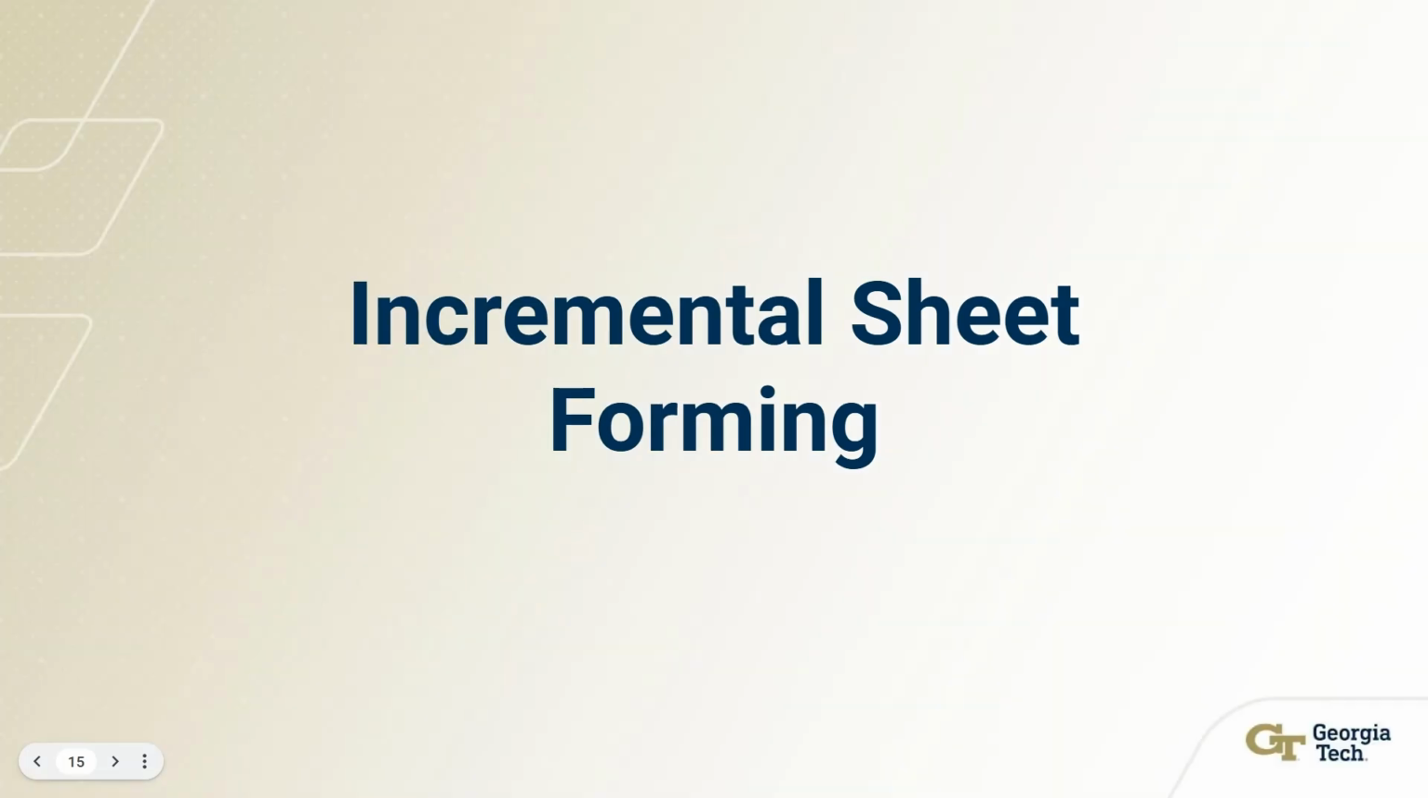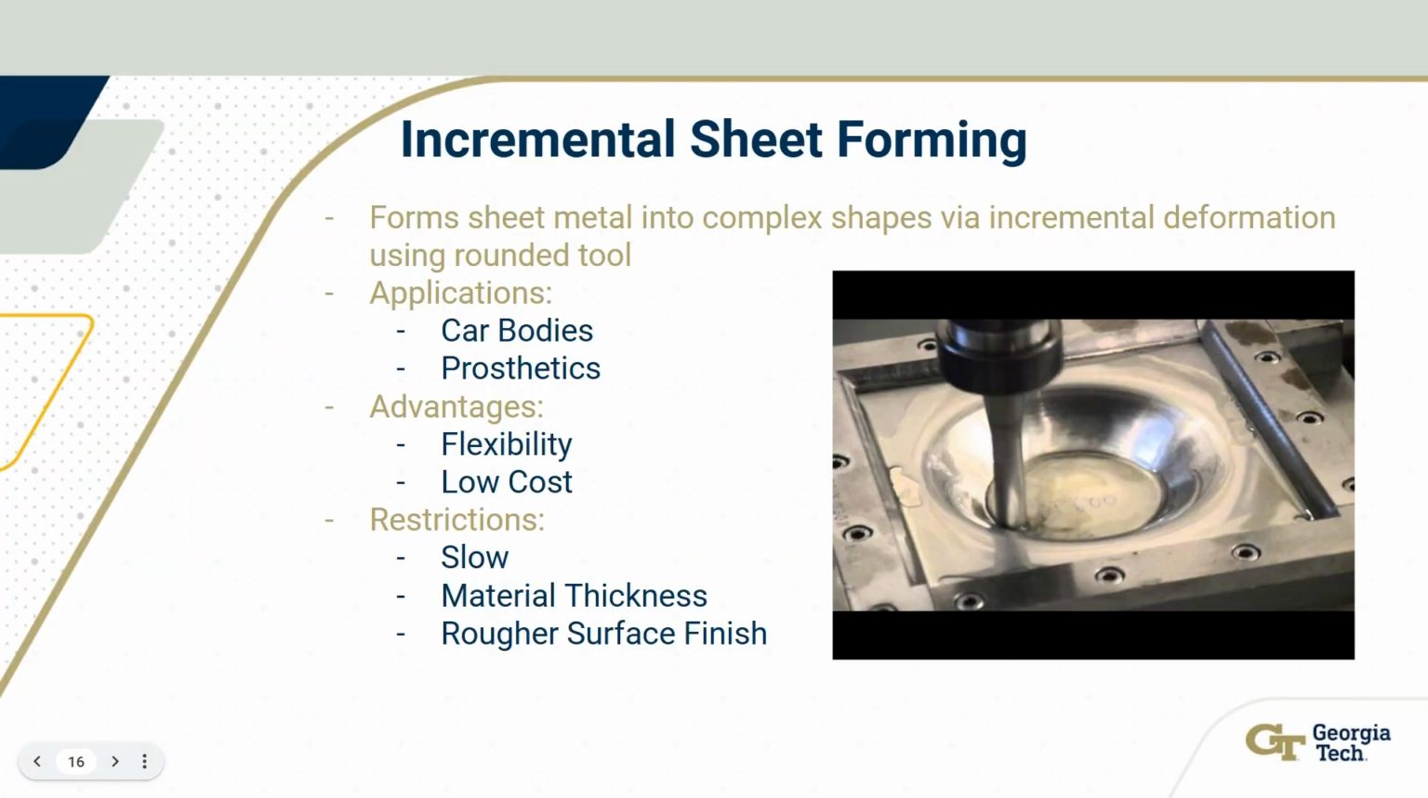Lastly, I wanted to talk about incremental sheet forming. I think this is extremely cool because you can take sheet metal and make it into pretty weird shapes, but in a pretty straightforward way. Some of these other processes like wire EDM are much more complex, whereas sheet forming for the most part is kind of simple in the sense that you're just forming the sheet metal by small incremental deformation of the sheet using this rounded tool. And I think that's pretty cool. You're slowly deforming it.